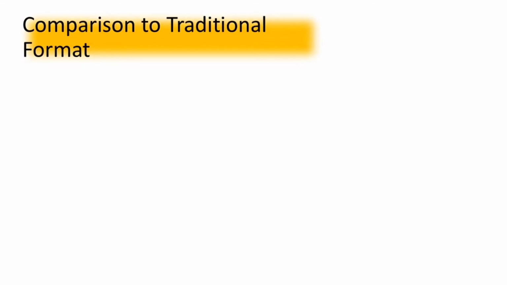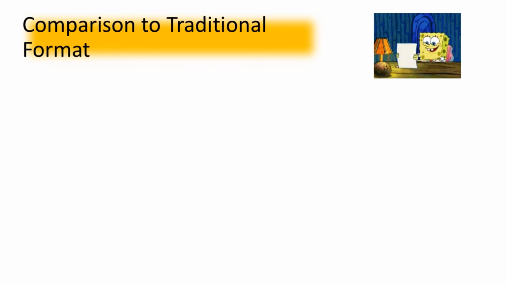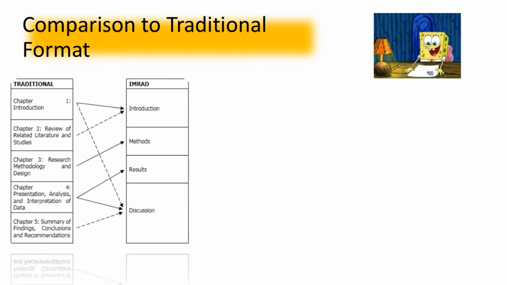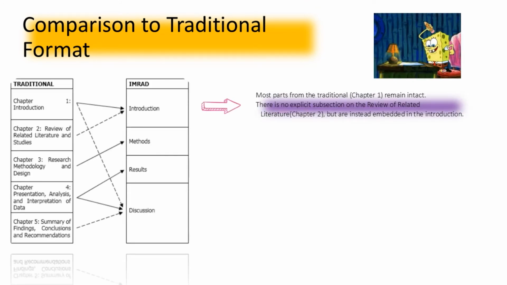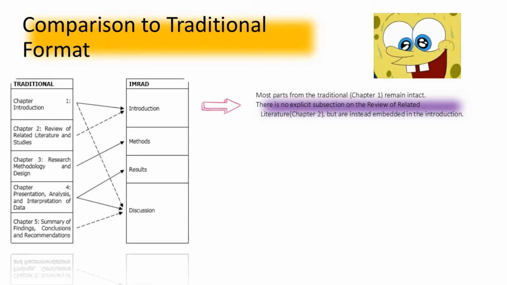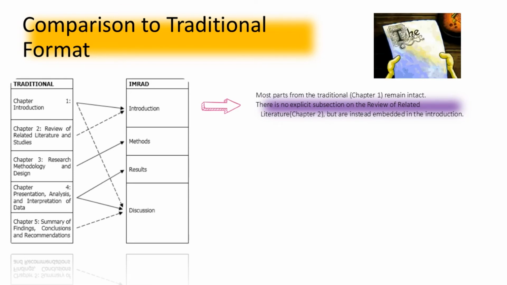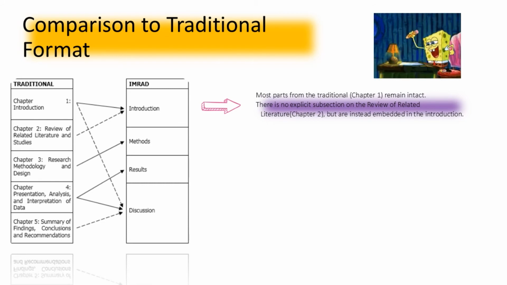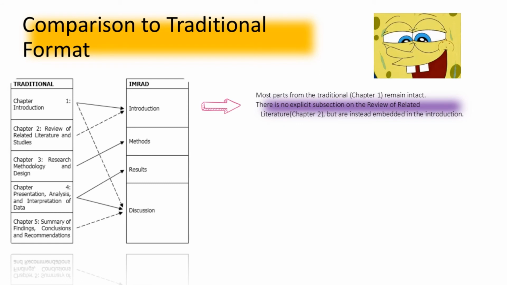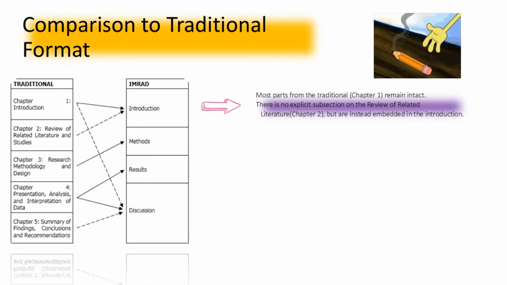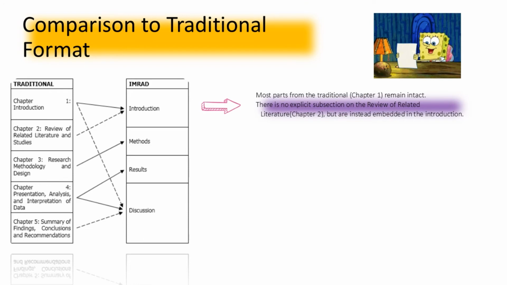Okay, learners, now I am going to give you a comparison to the traditional format. This is a comparison between the traditional format and the IMRD or the IMRAD format. The first one, as you can see in the figure, is your traditional chapter 1 introduction, which is now put in your introduction in the IMRAD. If you can observe, there are broken lines there, which means that it can also be transferred to those parts, but it doesn't necessarily imply that it has to be in that part. So you have an option to put it in that part or not.